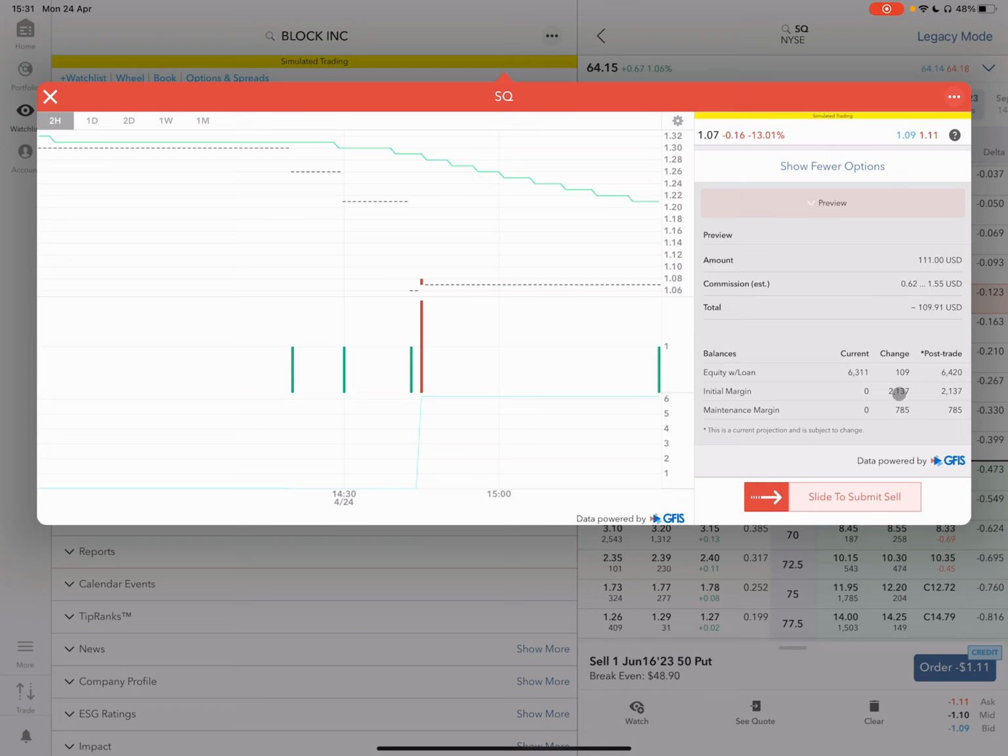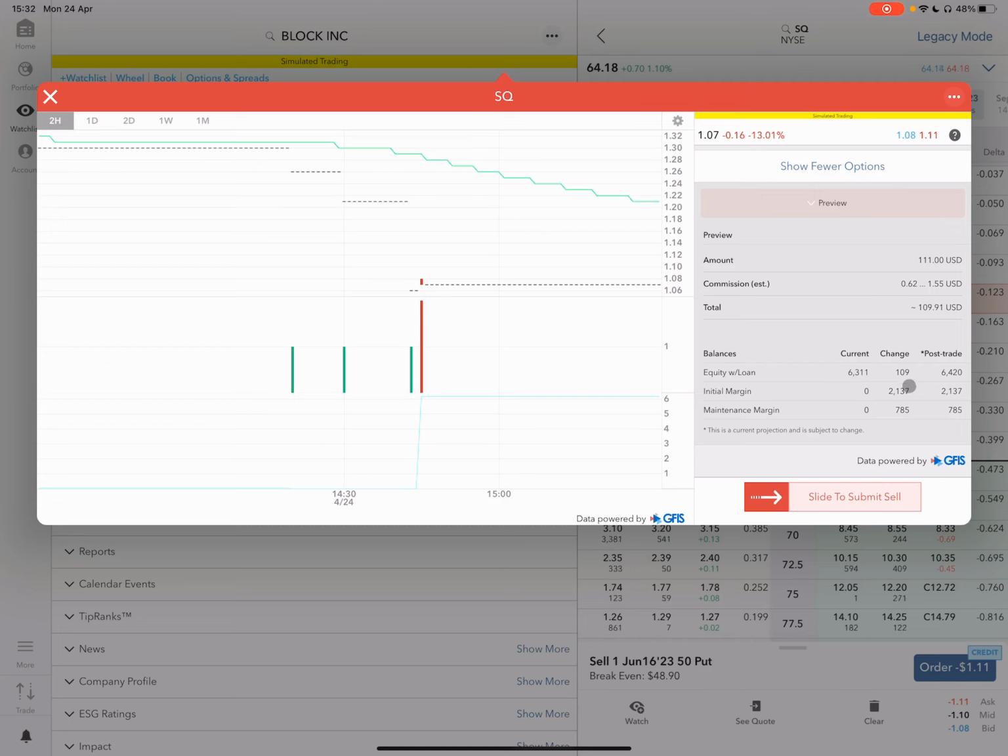It shows how these numbers would be affected if you were to place this trade and get filled, and what these numbers would look like post trade. So if we walk through what these mean, because this is very important to understand. The first one is your equity with loan value, which again is your cash plus any stock value. Our current cash value is the amount we have in our account, which is $6,311.